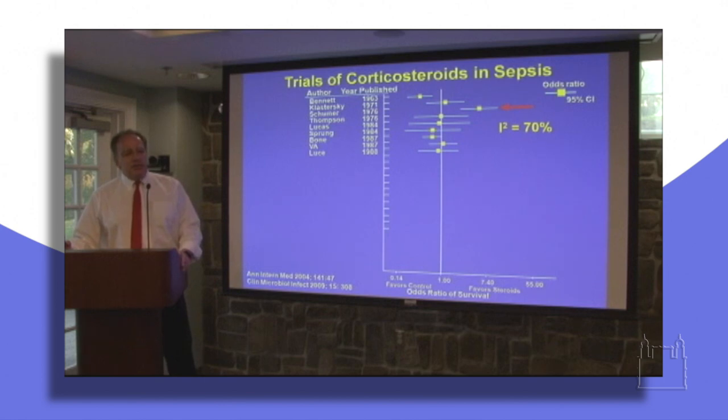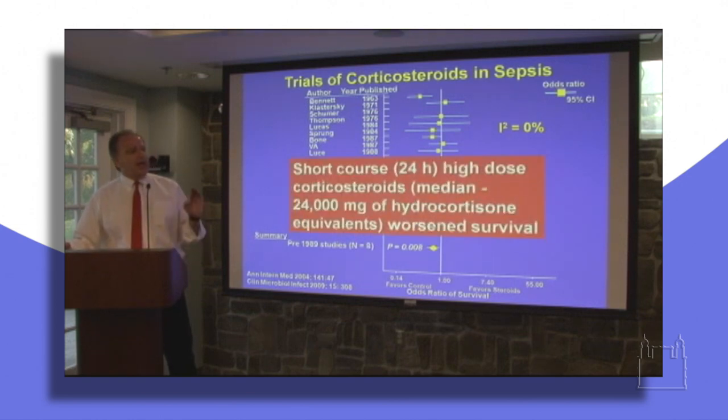The methodologic reason that this study is different is it was done by one surgeon in Chicago over 10 years by himself, and it had selection bias that the other studies didn't have. And if you look at the other studies, there's a highly statistically significant result, but it's harmful. So these studies all represented short courses of high-dose corticosteroids, 24,000 milligrams given over 48 hours, and they worsened survival.